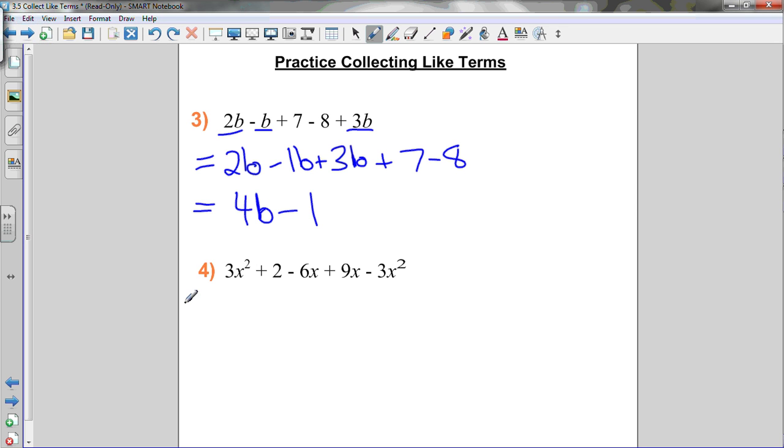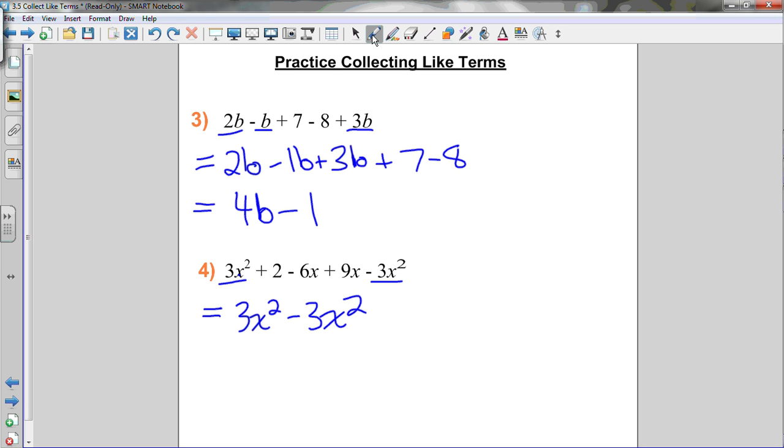Next one. Let's start off the same way. Let's group our like terms together. So I have a 3x squared and a negative 3x squared. Those are like terms because they have the exact same variable, x, with the exact same exponent, 2. They both have an x squared. So 3x squared minus 3x squared, I'll put those together.